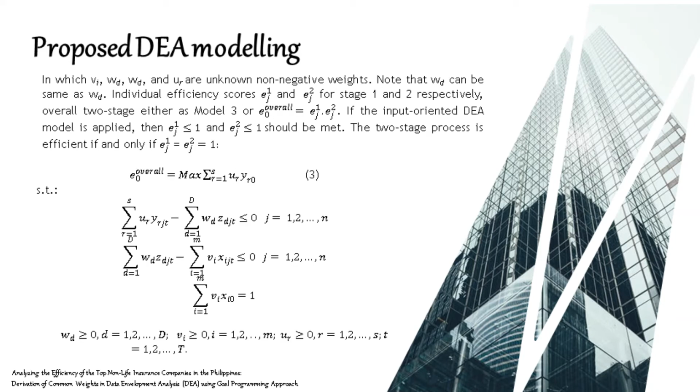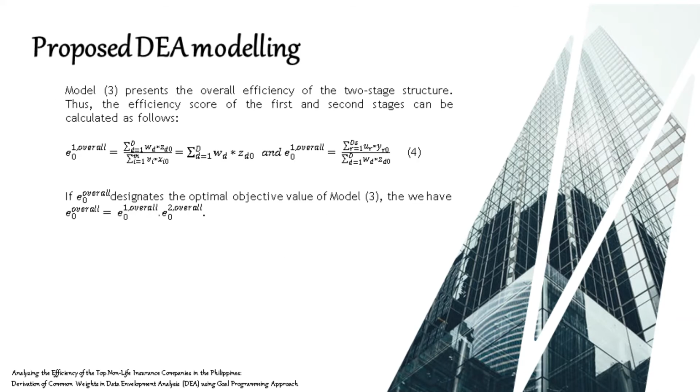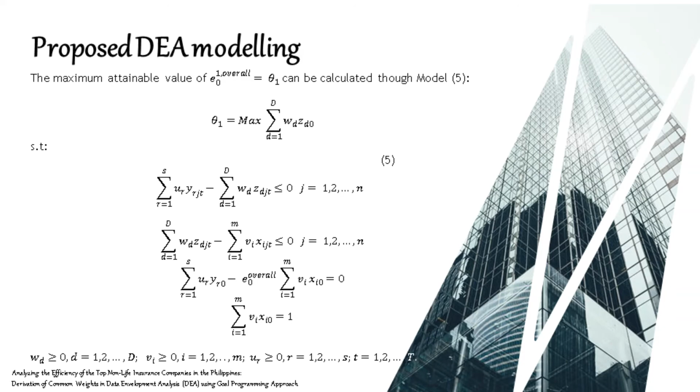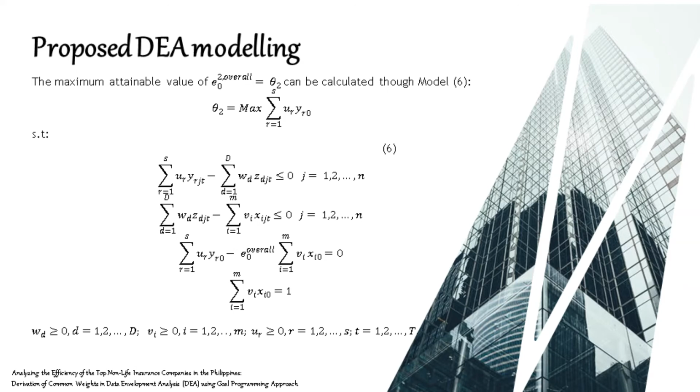The two-stage process is efficient if and only if E sub 1 sub j is equal to E sub 2 sub j is equal to 1. Further, the overall efficiency is computed in Model 3. Thus, the formula of E sub 0 overall is given by the following. Using linear programming, the maximum values of E sub 1 sub 0 overall and E sub 2 sub 0 overall can be obtained by the following, respectively.